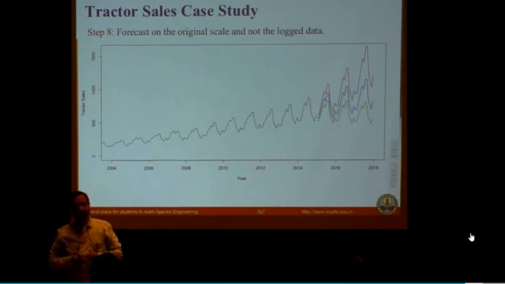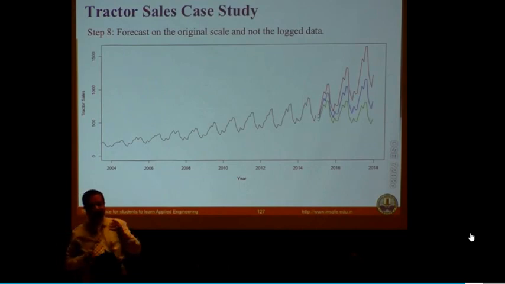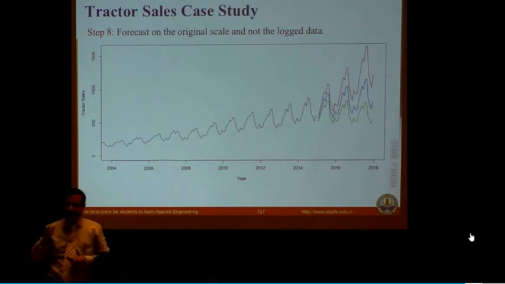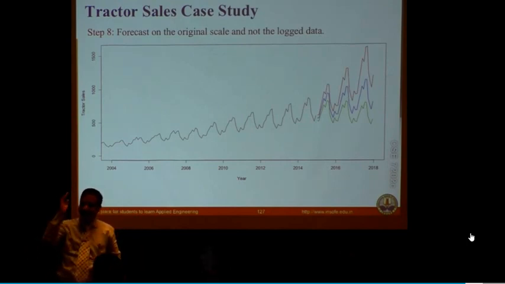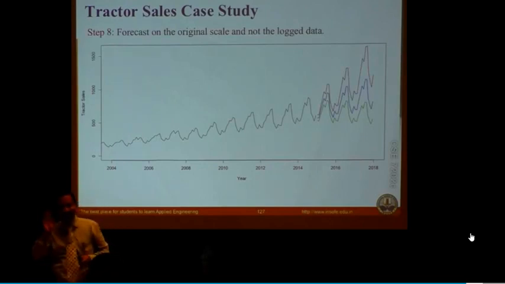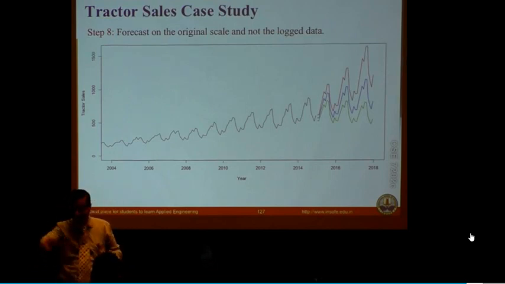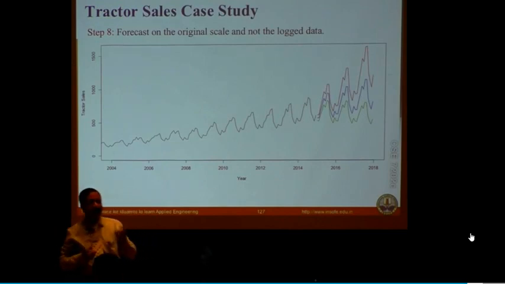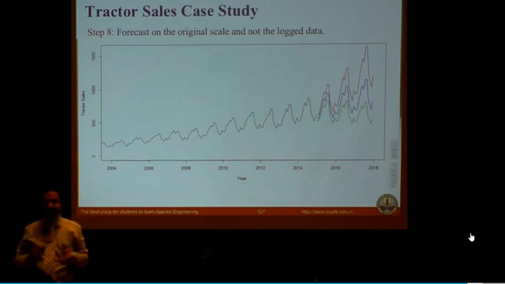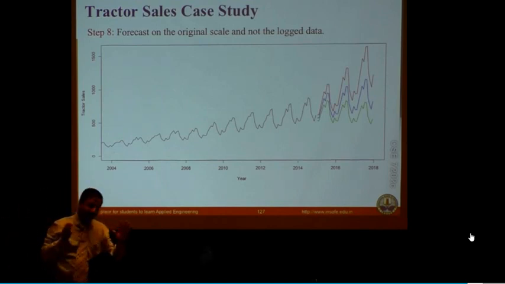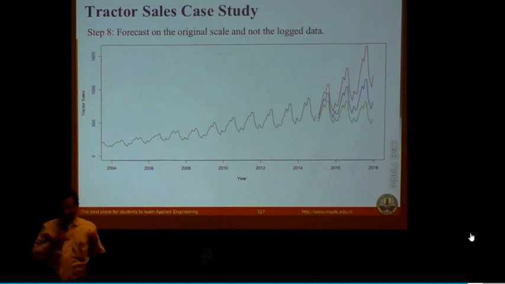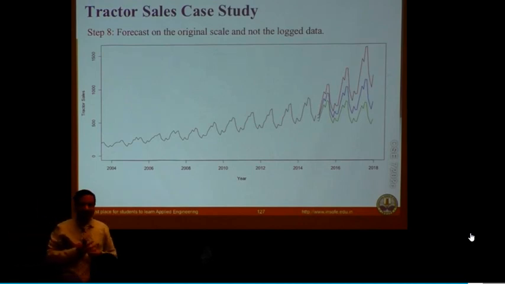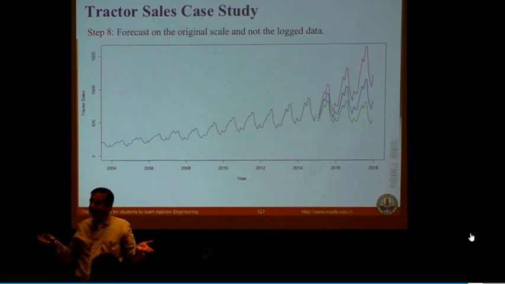Then we came to even simpler benchmarking models: the seasonal naive method, and then the drift method. And then we came to some smoothing models: simple moving average, weighted moving average, exponential smoothing. So that's simple smoothing. And then after that we came to Holt-Winters and ARIMA.